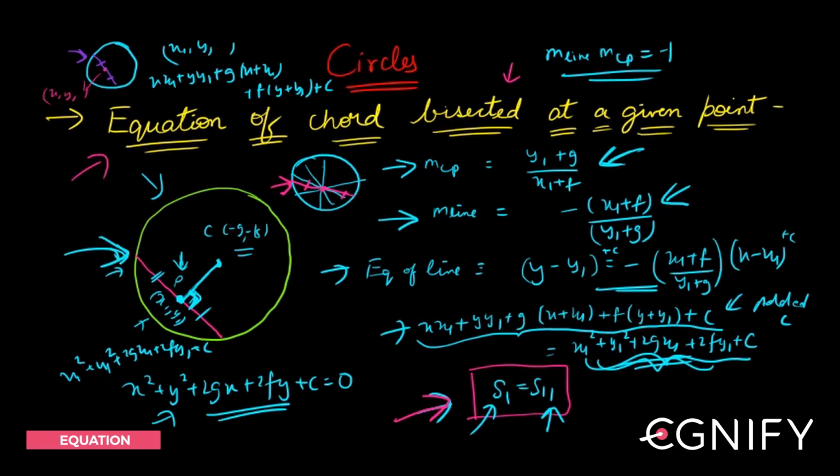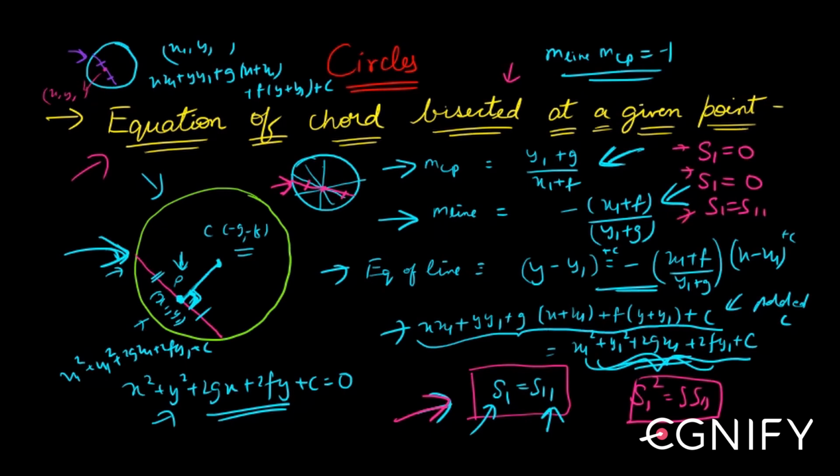Until now, we have seen that the equation of a tangent is S1 equal to 0 when the point is on the circle. The equation of chord of contact is S1 equal to 0 when the point is outside the circle. We have seen S1 equal to S11 is the equation of the chord bisected at a given point. We've also seen S1 square equals S into S11, which is the equation of the pair of tangents from a point outside the circle. All these results are valid for all the geometrical figures that we will see later. With this, we complete the equation of a chord bisected at a given point. Let's move on to the next subtopic.